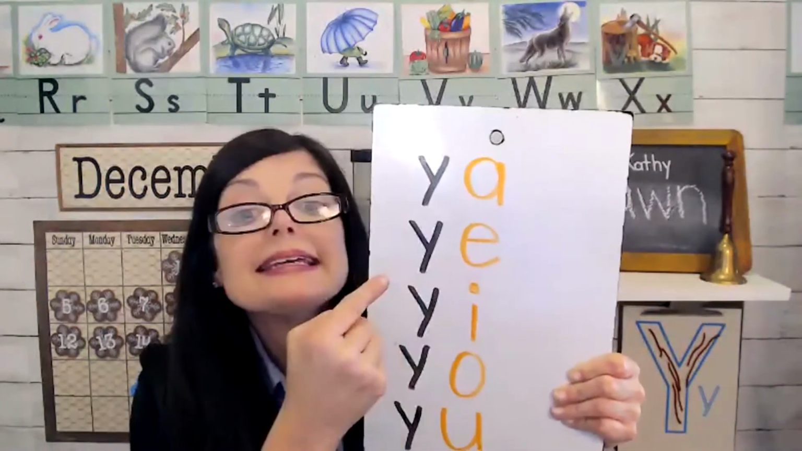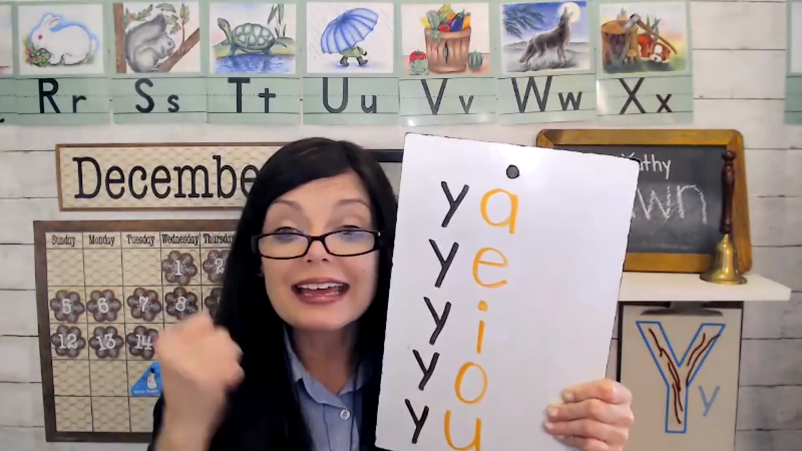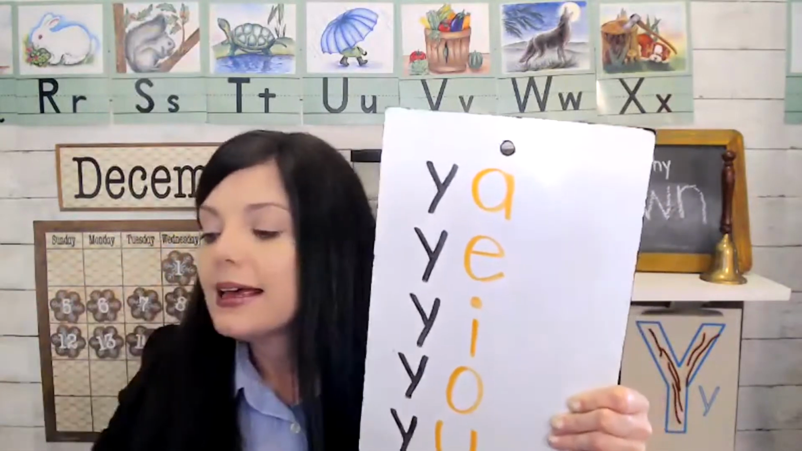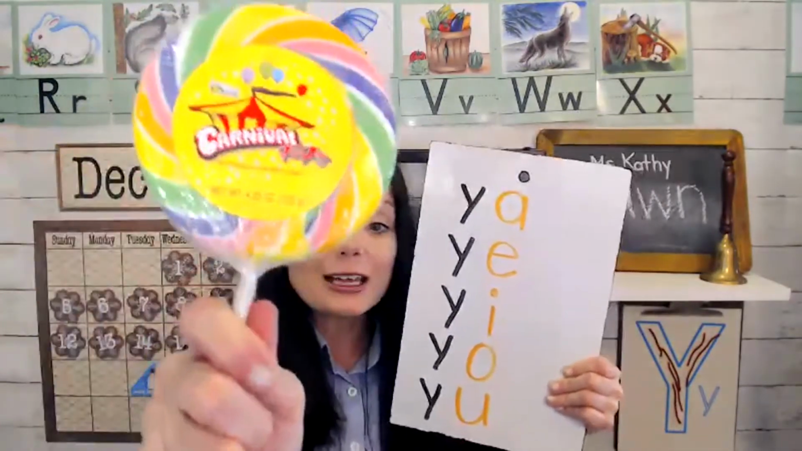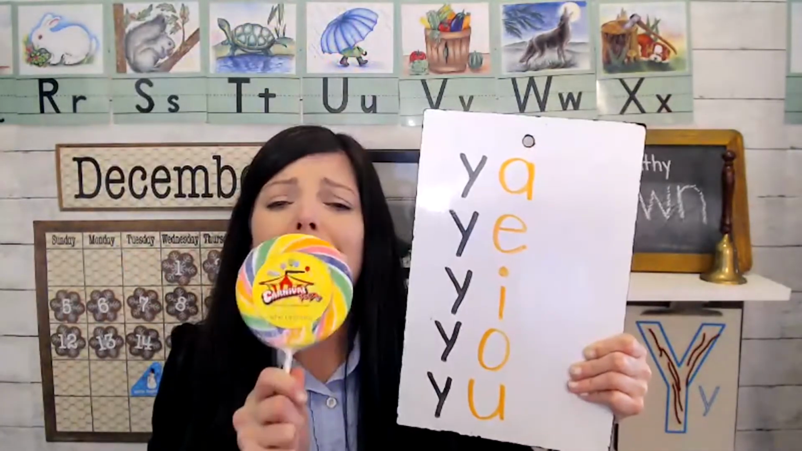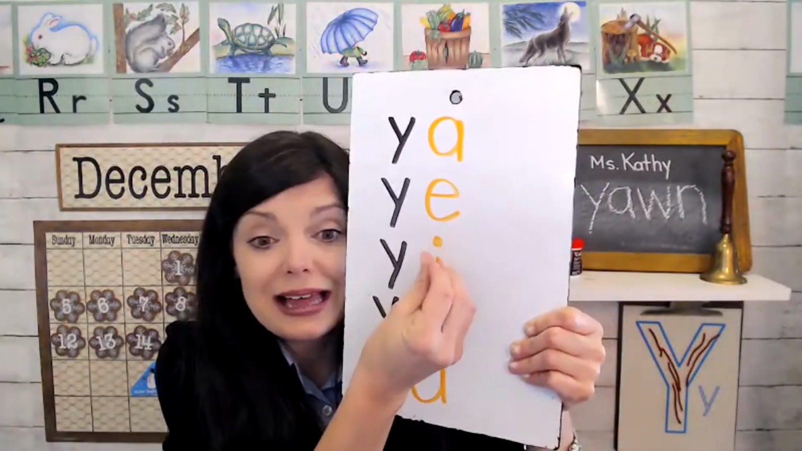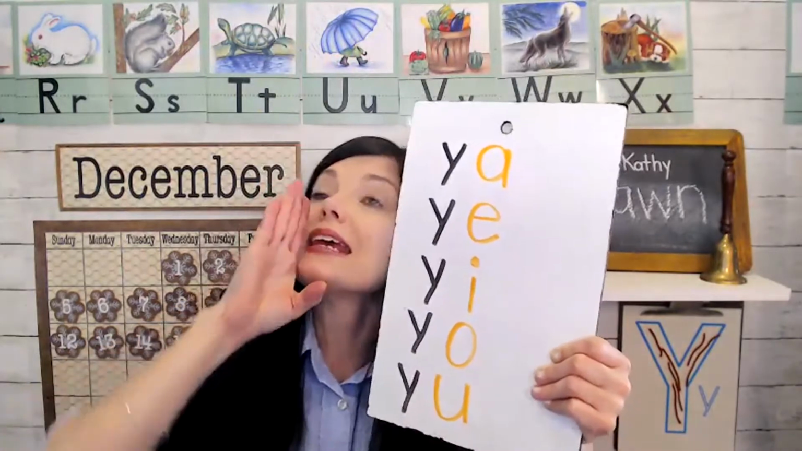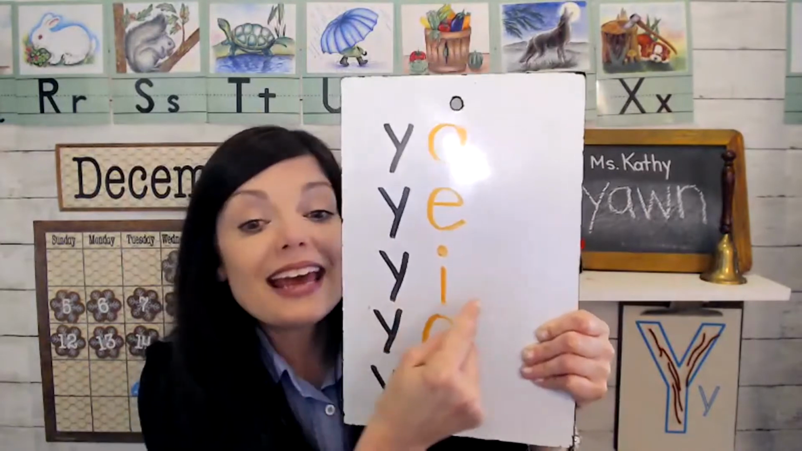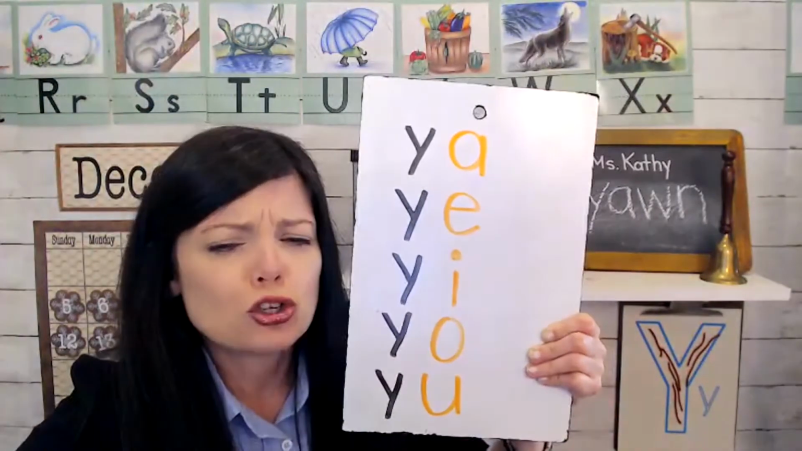Yeh. Yeh. Yeh. Like yes. Or yellow. Or yell. Letter I looks like a lollipop. And what does letter I say? I says ih, because it's an icky, sticky lollipop. Yih, yih, like yippee.